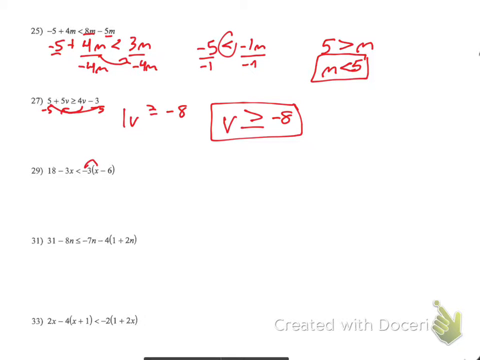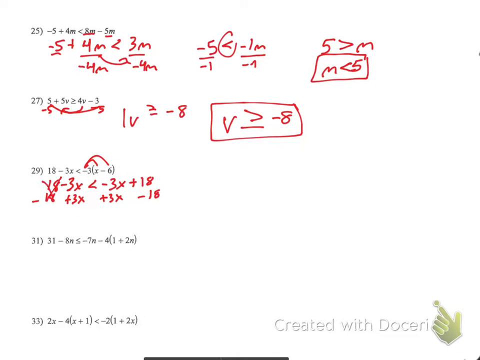I have to distribute first. So I'm going to keep the left side as is. And that's going to be negative. On the right-hand side, it's going to be negative 3x. Then I have a negative 3 times a negative 6, which is a positive 18. So now what I have to do is I'm going to add 3x to each side. And then I'm going to minus 18 to each side.